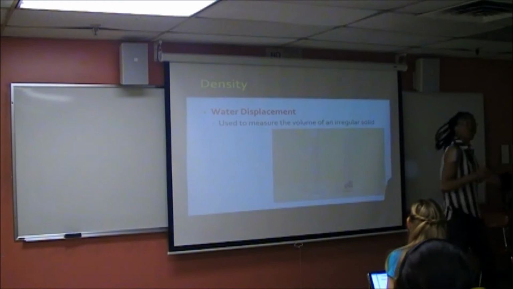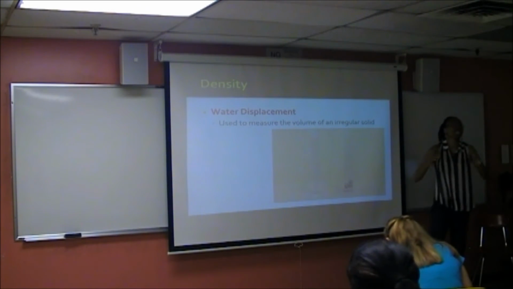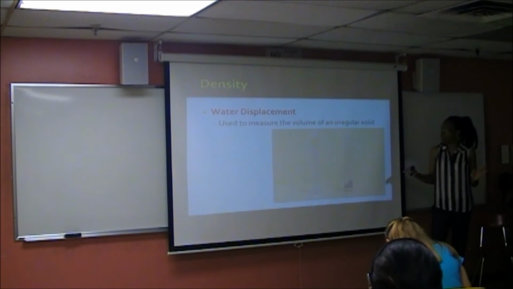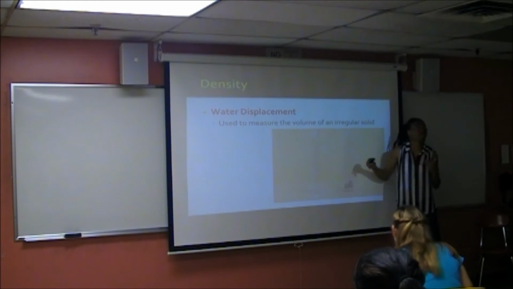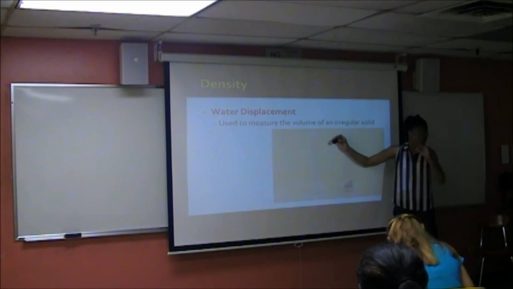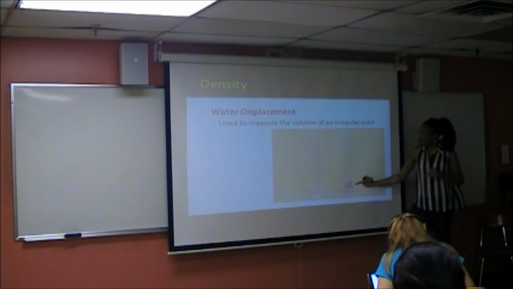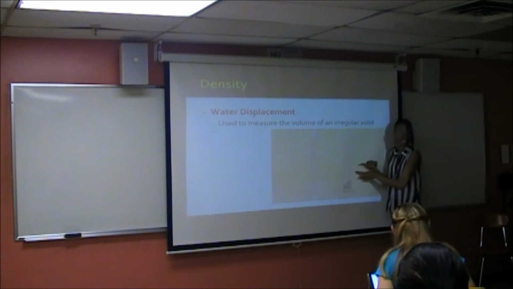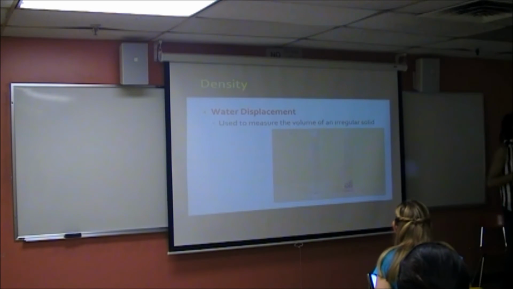Yes. Water displacement. If you have an irregular object that you cannot easily find the volume of, you need to use water displacement in order to find the volume. Here you have a set volume of liquid in your graduated cylinder. You then place your irregular object into the graduated cylinder, and the volume level is going to rise. The difference between the final and the initial volumes is the volume of your irregular object. Did we get that?